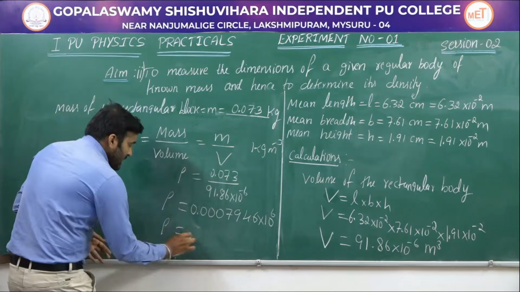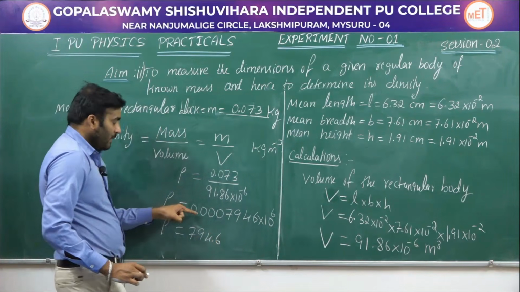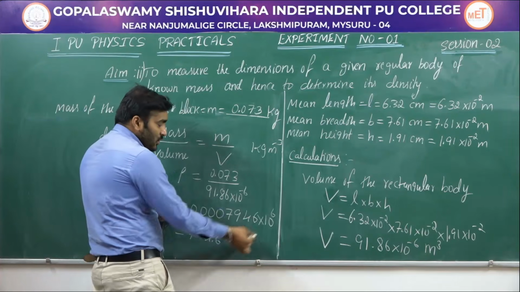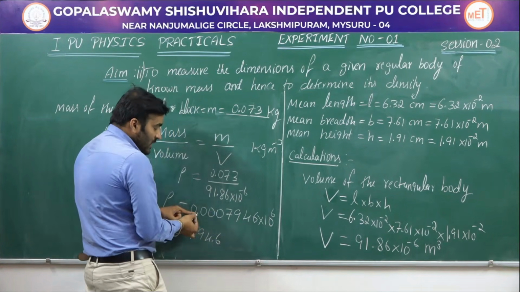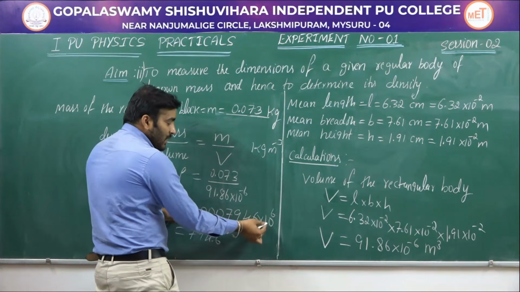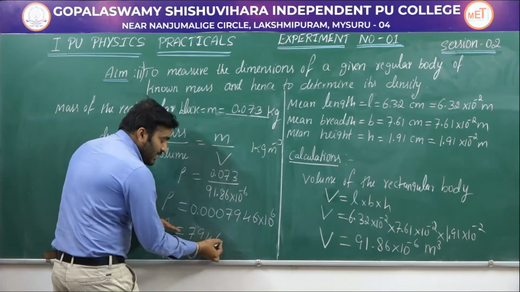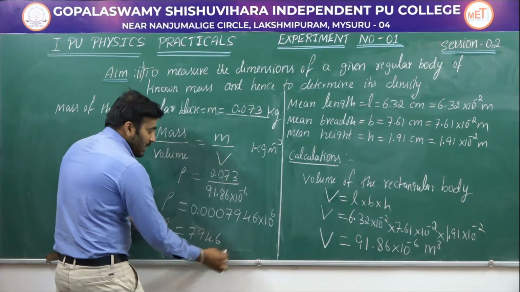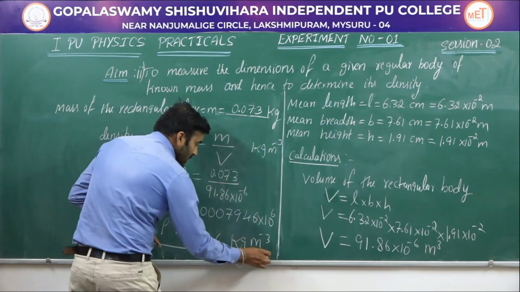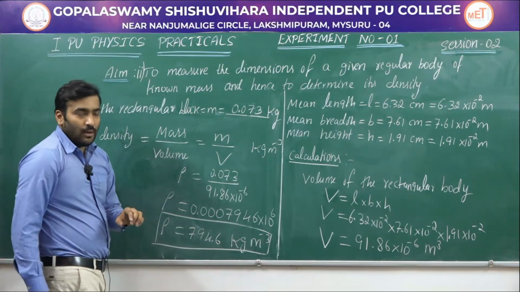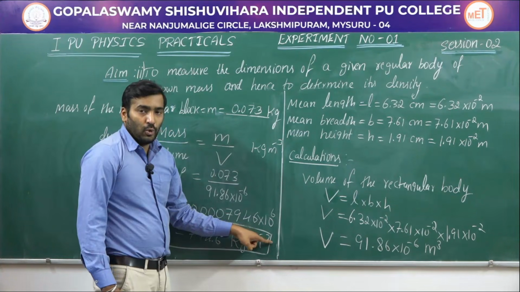So let us write this as 794.6. So I have shifted this decimal towards the right side so that we have to decrease the power. So we have power 6 here. So shift this decimal towards the right side by 6. Then this 10 power becomes 0, which is equal to 1. So 794.6. The unit is kg per meter cube. So this is the density of that rectangular block. So 794.6 kg per meter cube.